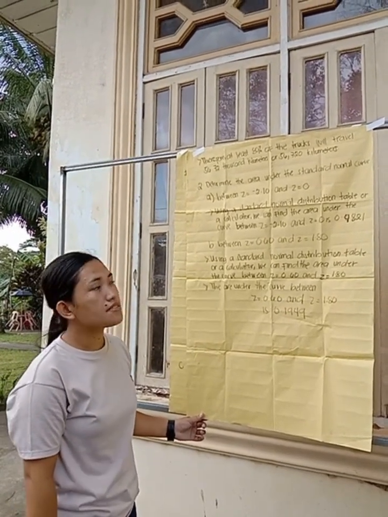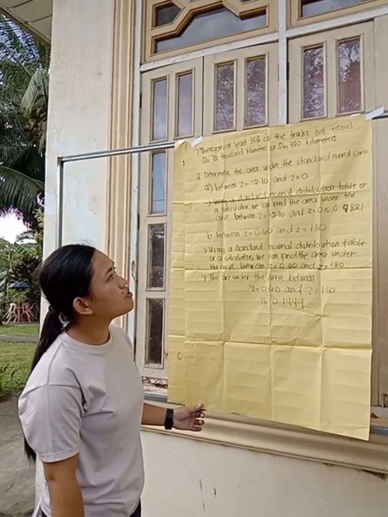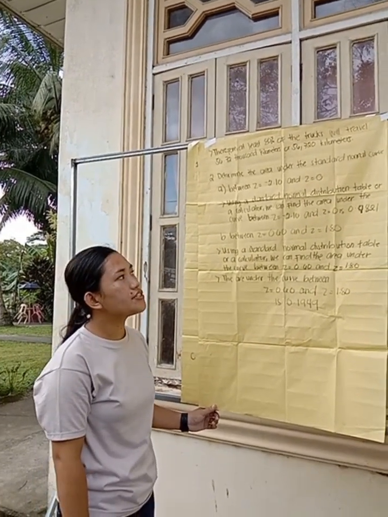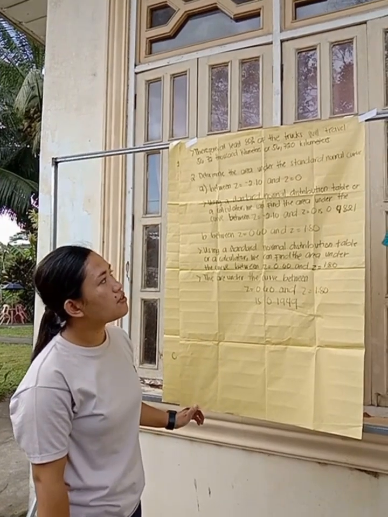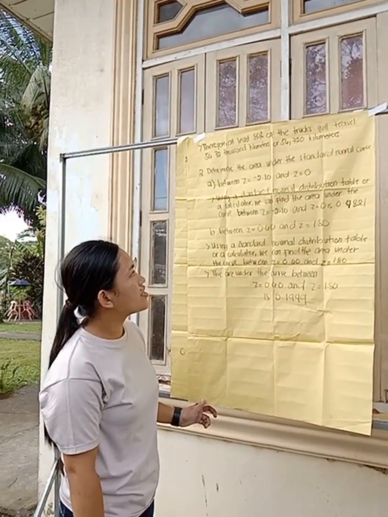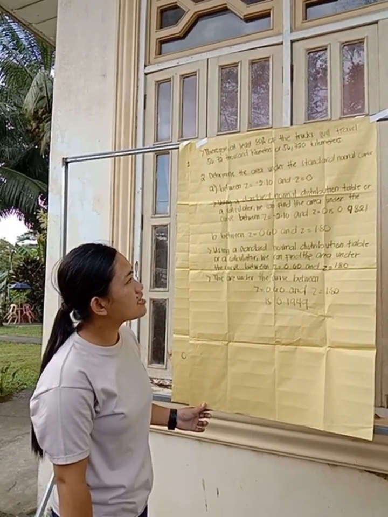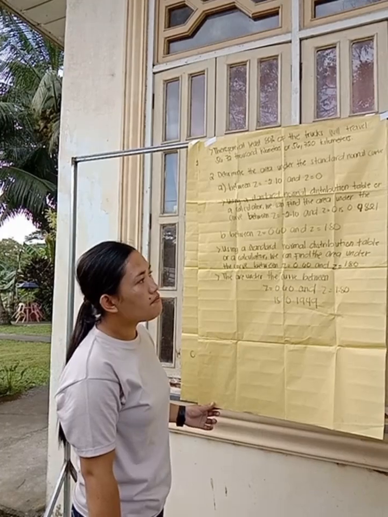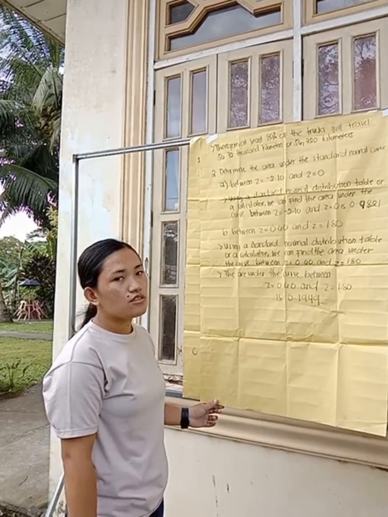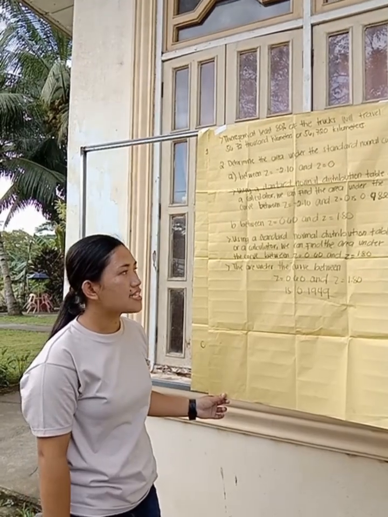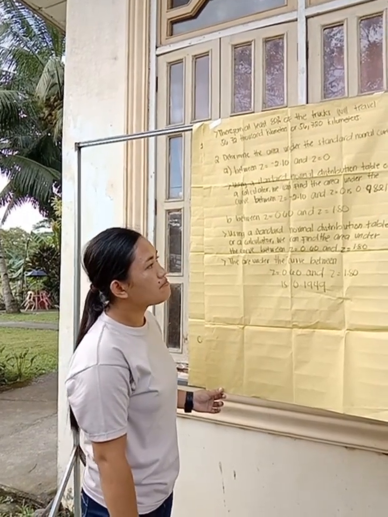So letter A is between Z equals negative 2.10 and Z equals 0. Using the standard normal distribution table or a calculator, we can find the area under the curve between Z equals negative 2.10 and Z equals 0 is 0.4821.